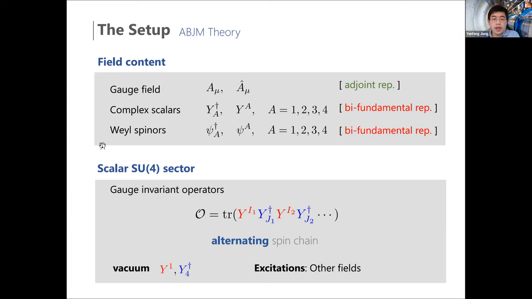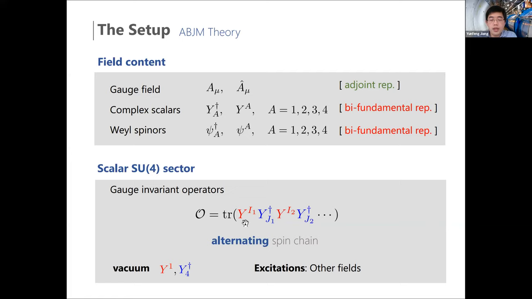The scalar fields are our main interest in these works, so we'll be considering the operators in the scalar SU(4) sector. This means we will consider the gauge invariant operators that are made of the scalar fields. Because they sit in the bifundamental representation, to construct gauge invariant operators we always need to take a pair, Y and Y dagger, and then we take the trace. This will give us the gauge invariant operators. In terms of the spin chain language, this corresponds to an alternating spin chain, where the representation at each site is alternating.